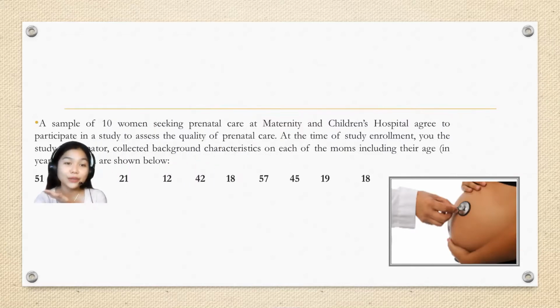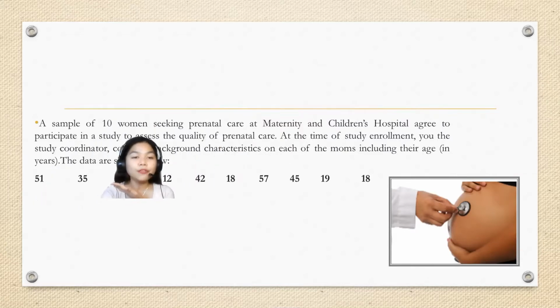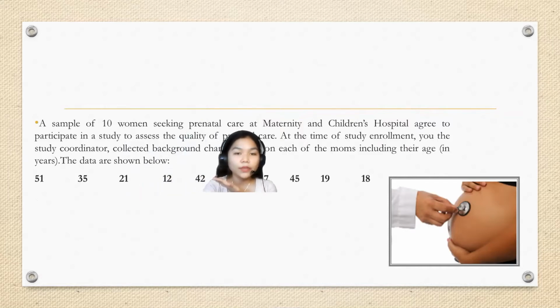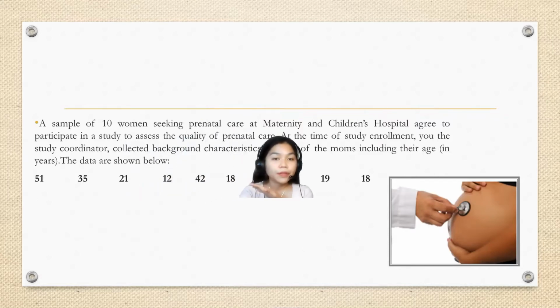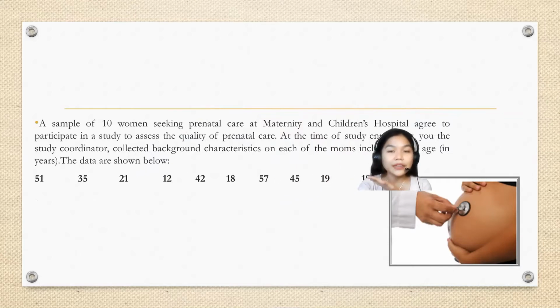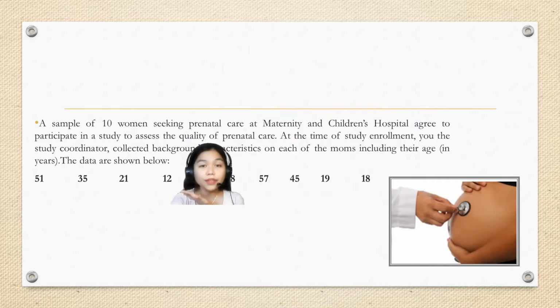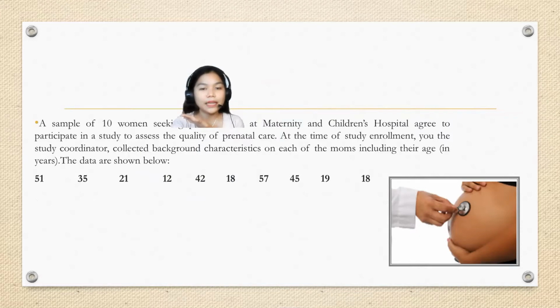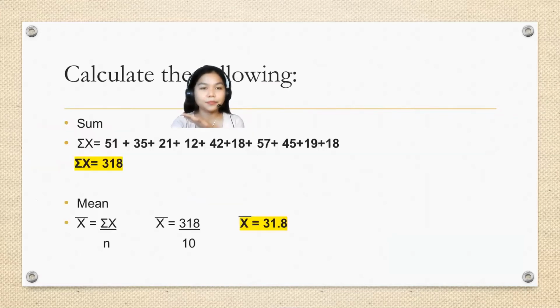We have 51 years old, ayun, menopausal baby, 35 years old, 21 years old, 12 years old, 42 years old, 18 years old, 57 years old, 45 years old, 19 years old, and 18 years old. Mom, 12 years old. Yeah. Okay. So do not react.